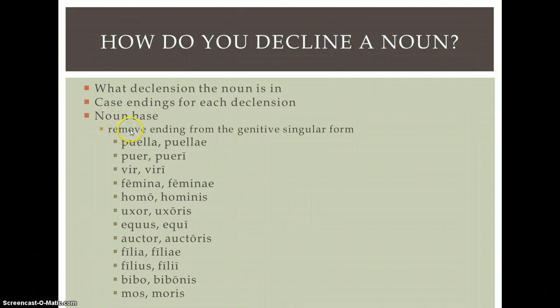To get the noun base, you remove the ending from the genitive singular form. So you take the genitive singular form, such as puellae, pueri, viri, feminae, hominis, uxoris, equi, auctoris, filii, and a couple of new ones, and you remove the genitive ending. So please, after you write these words into your notes, tell me what you think the noun base is going to be. You might want to hit pause, give yourself a little time.